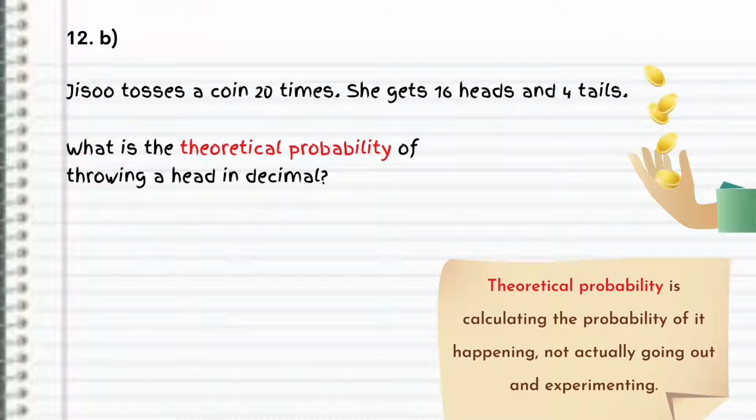Question 12b. Jisoo tosses a coin 20 times. She gets 16 heads and 4 tails. What is the theoretical probability of throwing a head in decimal?